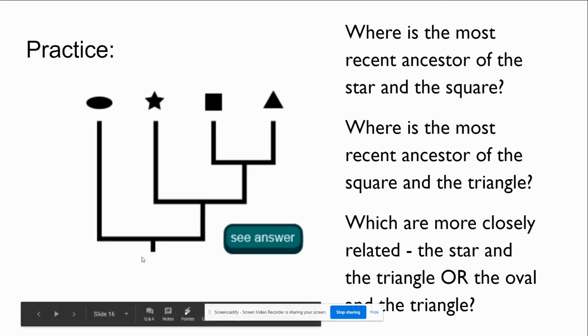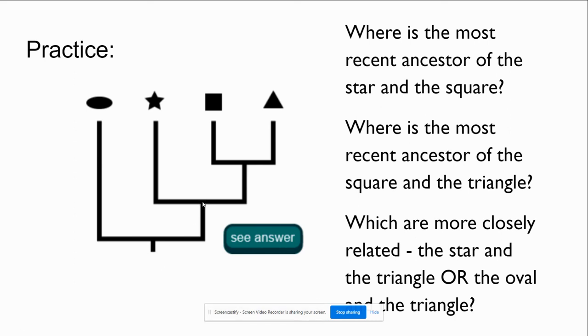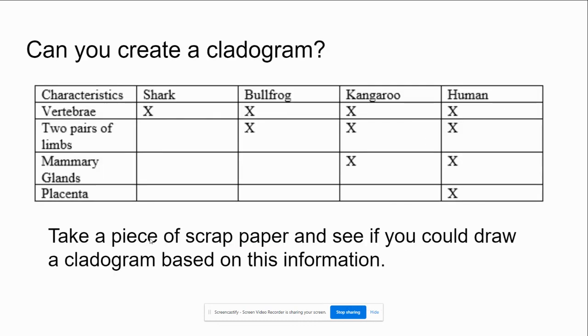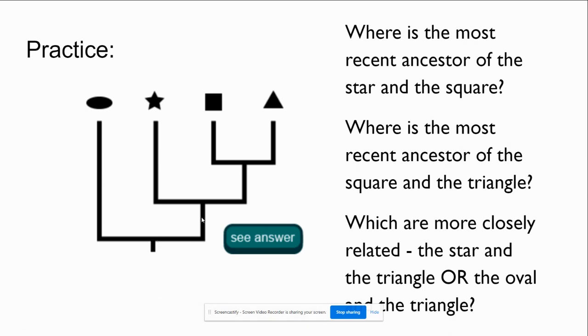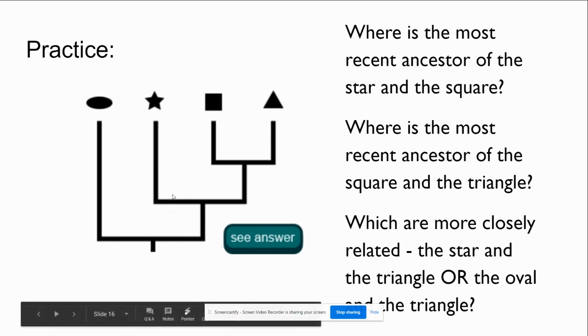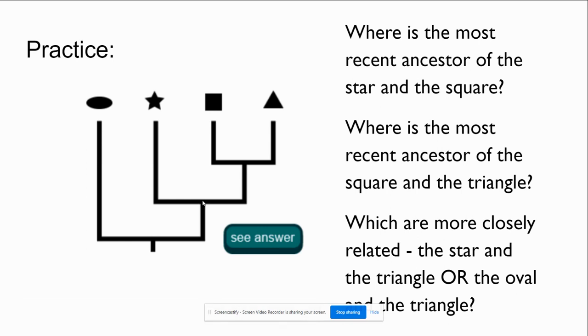Remember, this is oldest down here. Star and the triangle right there, or the oval and the triangle. Well, the oval and the triangle, I have to follow this triangle all the way back down here to get to a common ancestor between those two. So that definitely tells me that the more recent common ancestor is between the star and the triangle. This is oldest, and as I go up, they get younger, more recent. So the star and the triangle are more closely related.